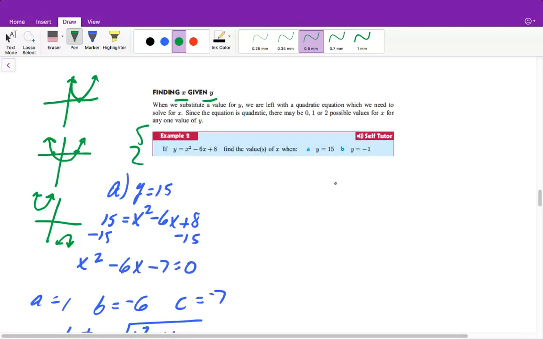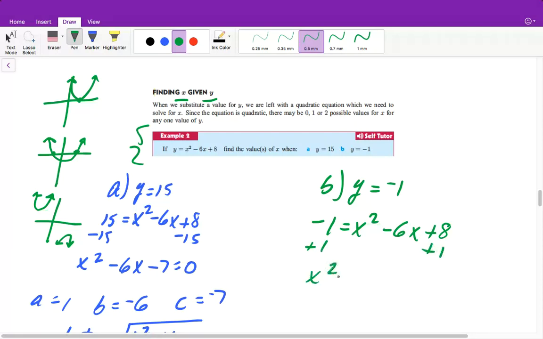All right, the next one for b, I'm going to do in green, and y is equal to -1. So then it's -1 is equal to x squared minus 6x plus 8. So we need to set it equal to 0 first. So we get x squared minus 6x plus 9 is equal to 0.